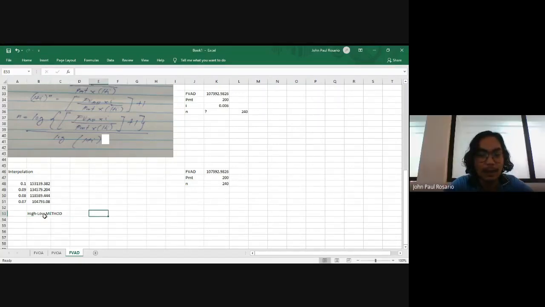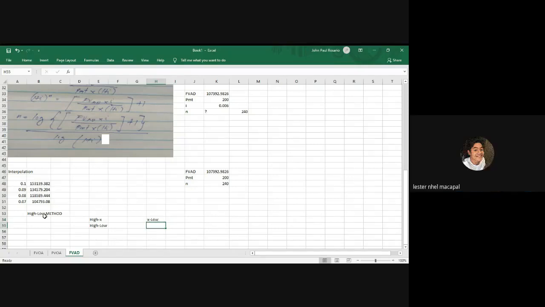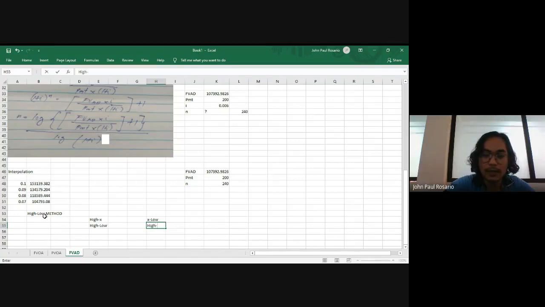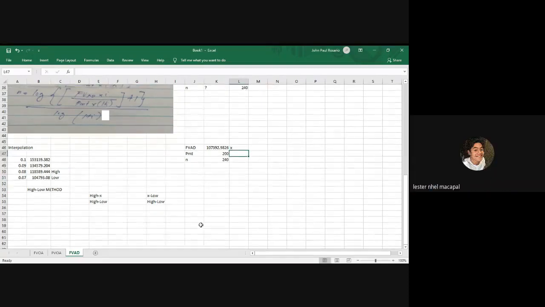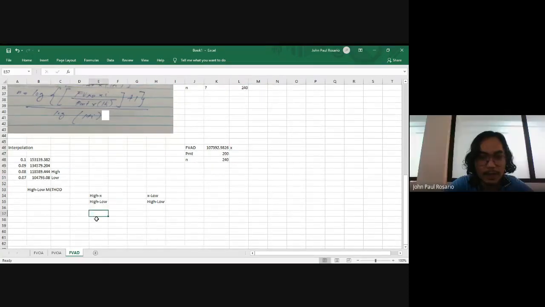So with that, for high-low method, we have two different options. We can go high minus x over high minus low. And then the other option is low minus x minus low over high minus low. So in this case, malamang sa malamang, this is our high and this is our low. And this is our x, which is the value of unknown. Tama? Yes, sir. Okay, so let's try this one.